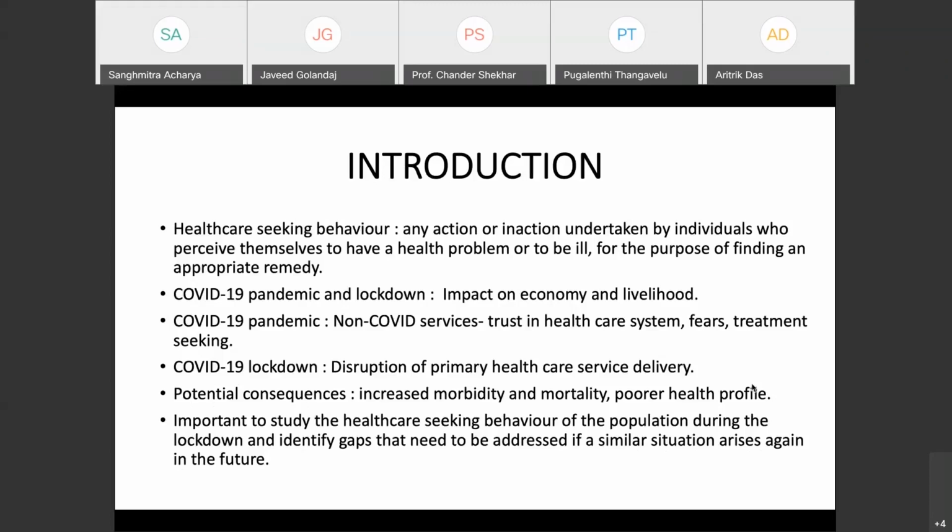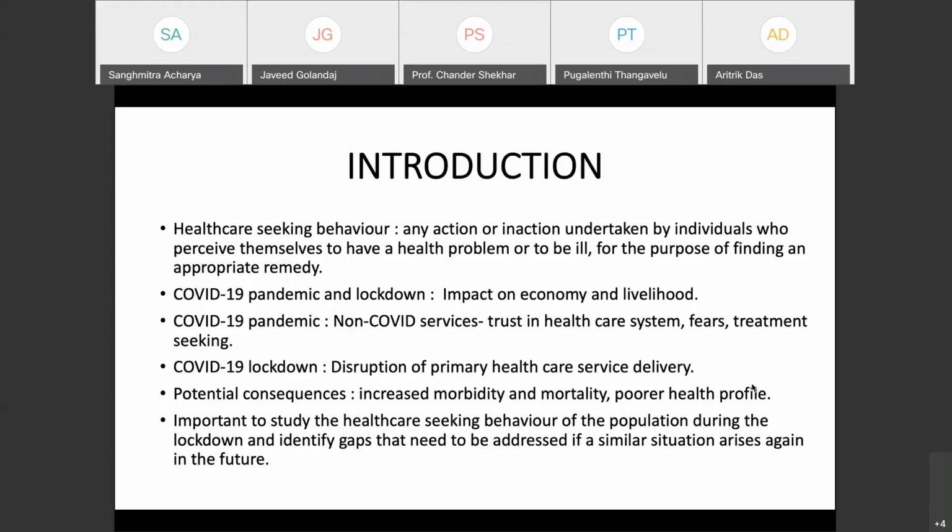Also, experience from previous epidemics and pandemics has shown us that people tend to lose trust in the healthcare system during this time. They fear contracting the disease on visiting a healthcare facility. This fear leads to them not seeking appropriate or timely healthcare for themselves or for their loved ones. Also, this pandemic was so sudden that all our resources were diverted away from non-COVID services, like TB and immunization, and so on, to specifically managing the pandemic.